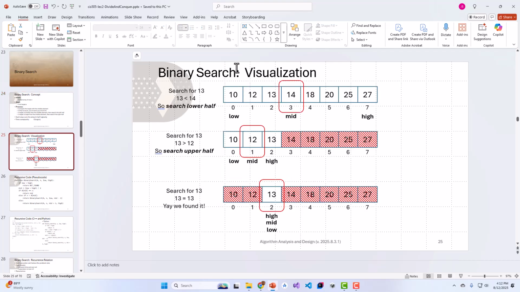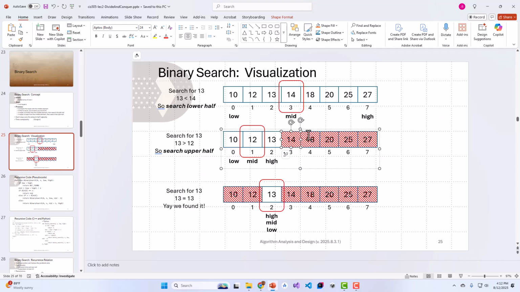Okay, so here's a visualization. So if I'm searching, for example, for 13, here's my original array. I know the low, the mid, and the high. We'll look at code in a moment, but we know the low, the high, and then the midpoint. We find the midpoint, and that is 14. Since the value we're looking for, 13, is less than 14, we search the lower half. So this is the next step. We can essentially pretend that the upper half doesn't even exist. So everything including the midpoint all the way up doesn't even exist.